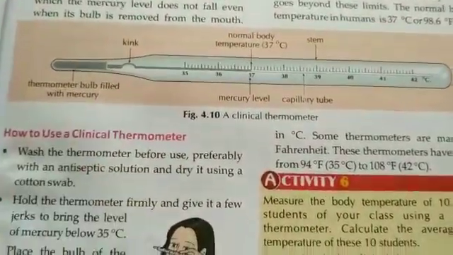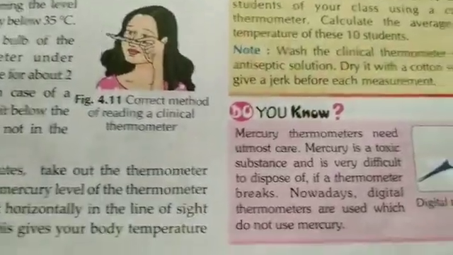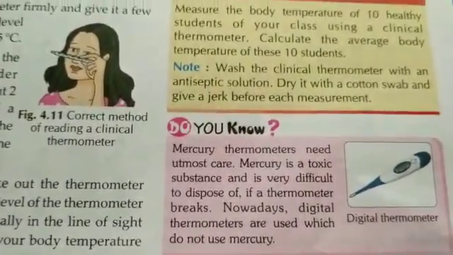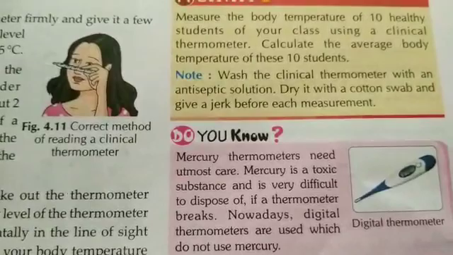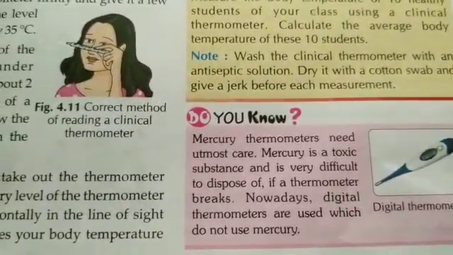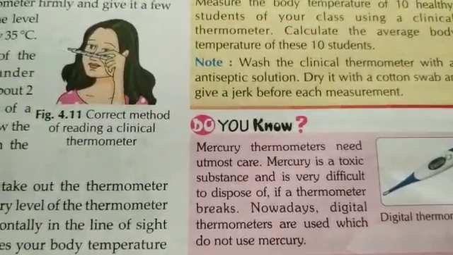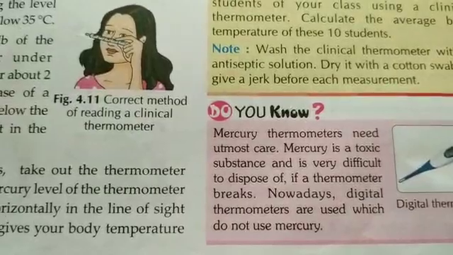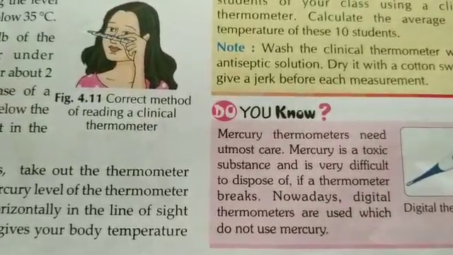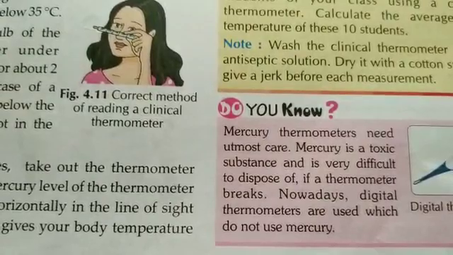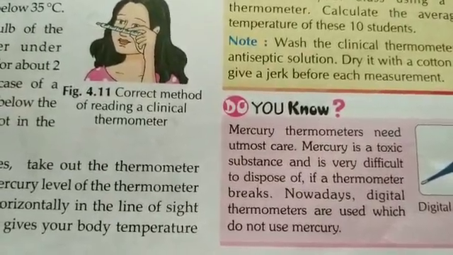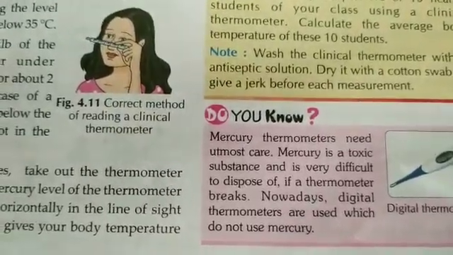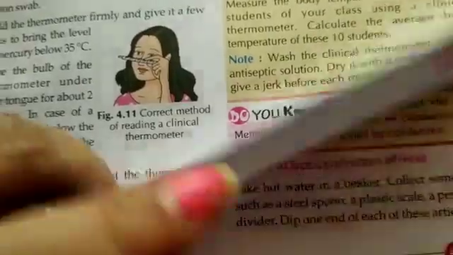Now there comes one more thermometer, the digital thermometer. Nowadays you find that you are not using any clinical thermometer, but you are using this thermometer which works on the basis of a cell, that is the digital thermometer. As mercury is a toxic substance and it's very difficult to dispose of, if the thermometer breaks, it becomes very difficult to dispose of the mercury. So nowadays digital thermometers are used, which do not use mercury but work on a cell.